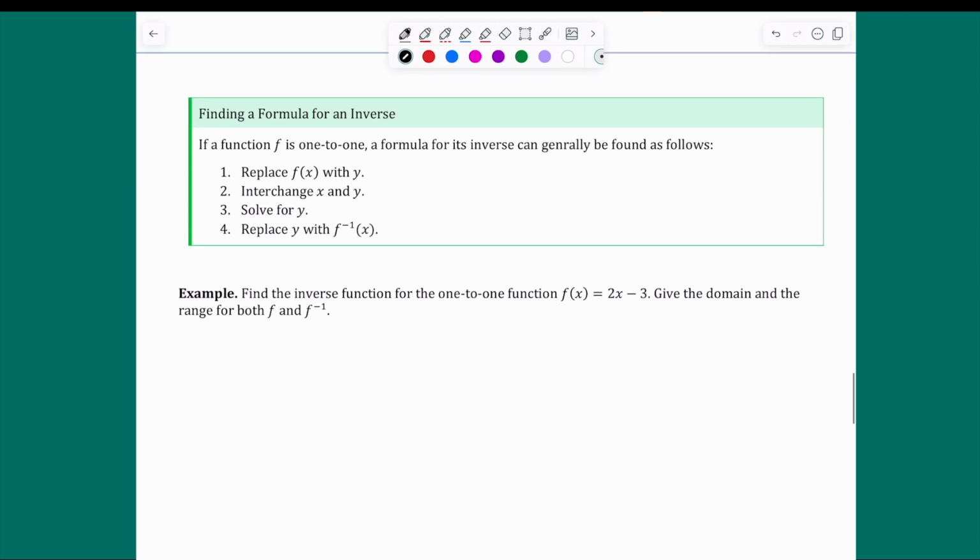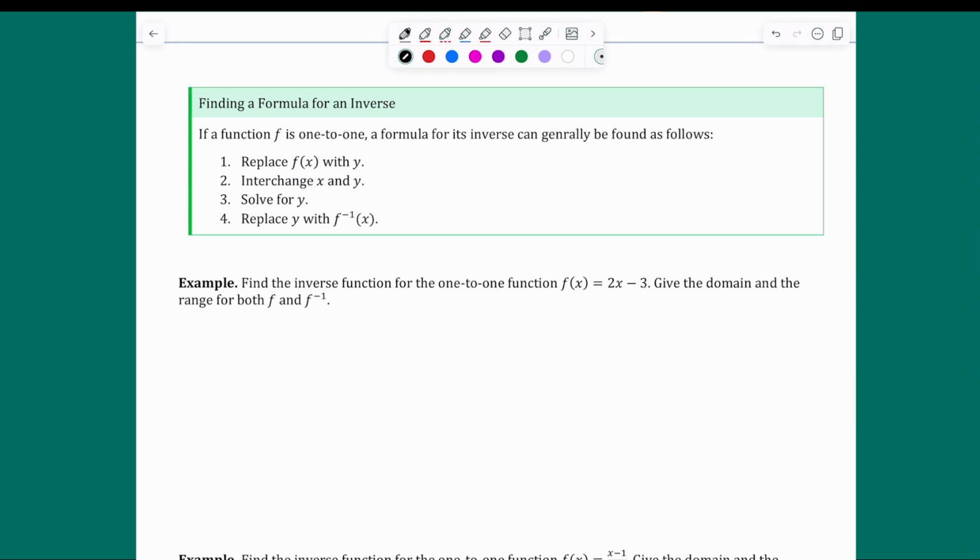All right, so in this example, we're actually finding the inverse function for the one-to-one function f of x equal to 2x minus 3. Give the domain and the range for both f and f inverse. All right, so step 1, replace f of x with y. Step 2, interchange x and y. So we have x equals 2y minus 3.